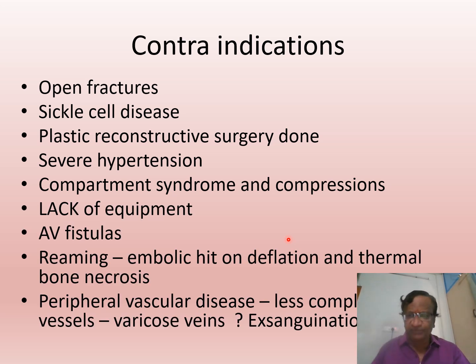Lack of equipment, lack of knowledge, and people administering the tourniquet also is a problem. It might be extended for days, and sometimes we may get limb problems. Hours are important. AV fistulas are there. Reaming, embolic phenomena on deflation, and thermal bone necrosis. Peripheral vascular disease. There are varicose veins. A lot of varicose veins are there, so exsanguination is a problem. Sometimes if you do a tourniquet, the bleeding will be more.